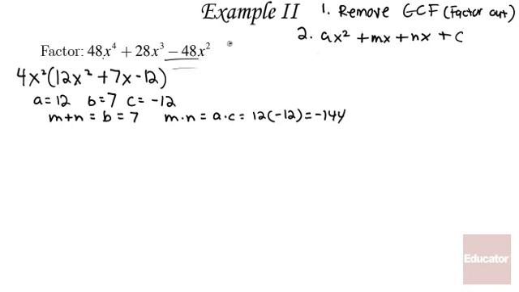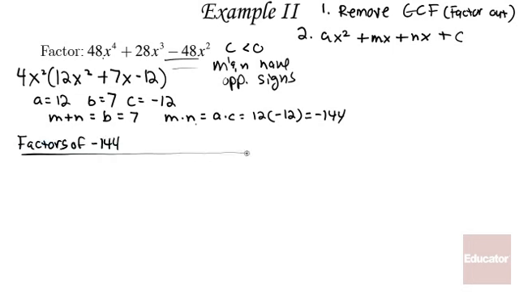Notice also that I have a c that is less than 0, so m and n have opposite signs. And that makes sense, because if m times n is negative 144, they're going to have opposite signs to have a product that is a negative number. All right, so I'm going to start out by finding factors of negative 144. And I'm going to keep in mind that what I want is a sum of m and n. When I sum these two numbers, I want it to equal 7.